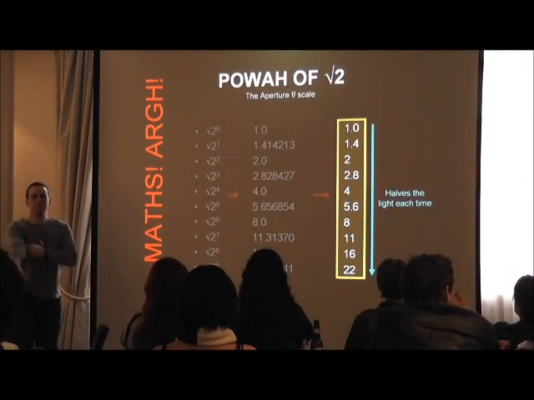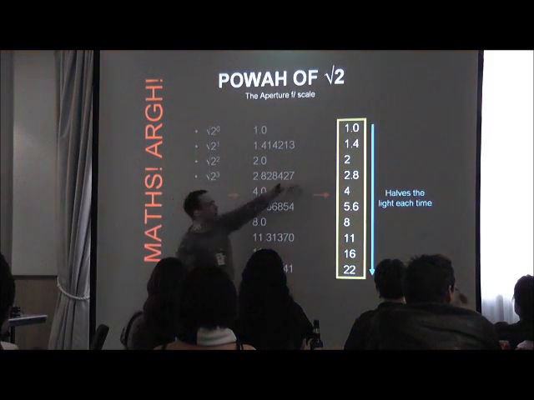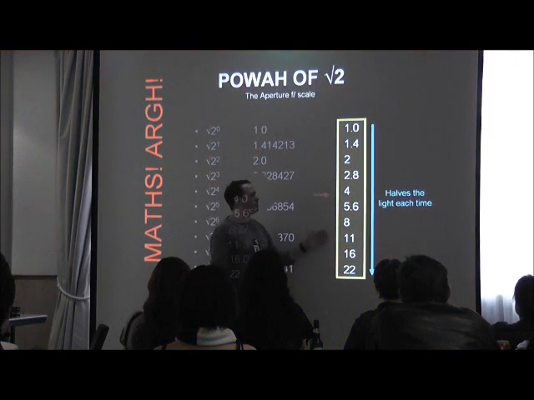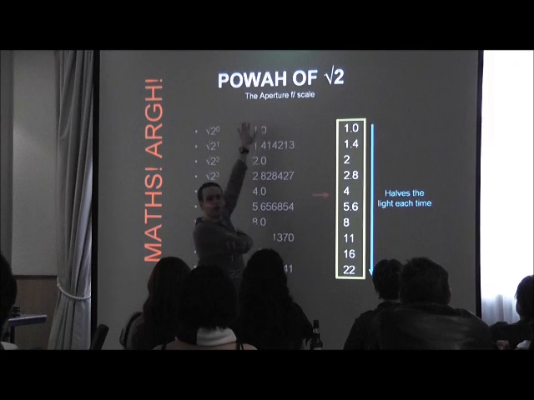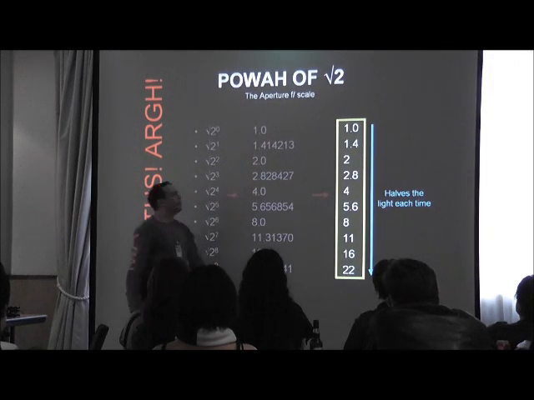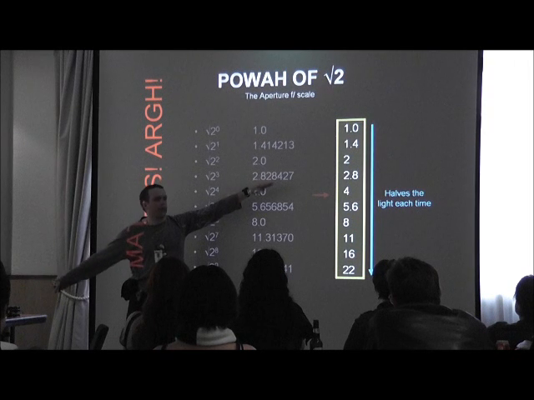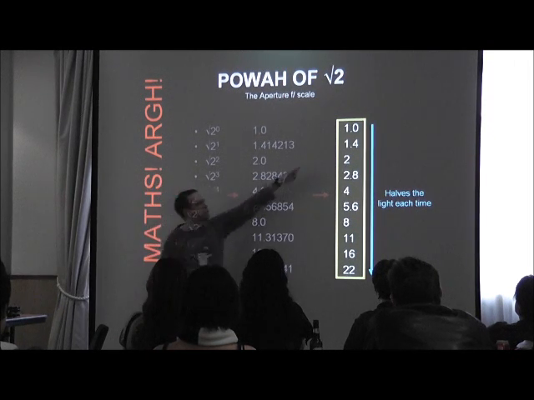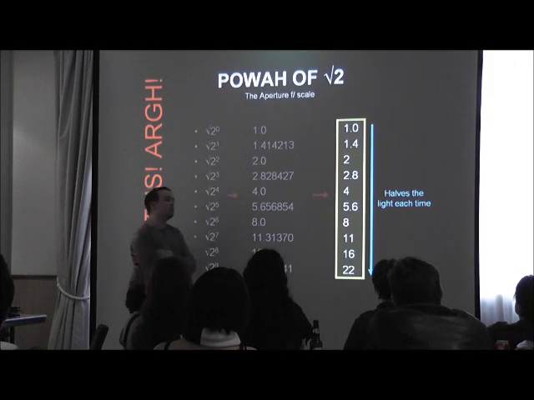Root 2 is changing the whole thing. There is maths, ignore that. Here's the scale. These numbers are 1, 1.4, 2, 2.8. Where did these numbers come from? I don't care. Now I know I don't care, though until then I wondered. Every time you stop down one, so you go from 1 to 1.4, you have halved the light in your camera. 2, halved it again. So between there and there, that's 512 times less light in your camera. Pretty crazy.